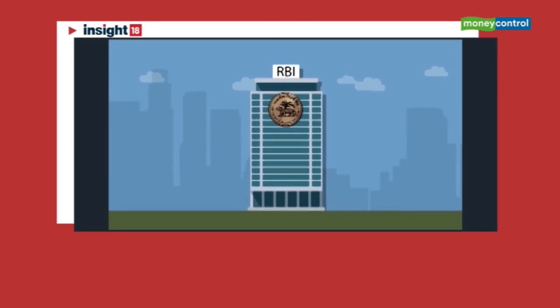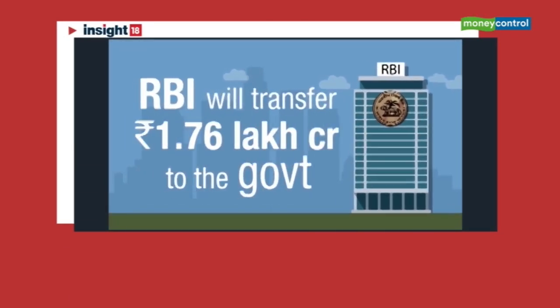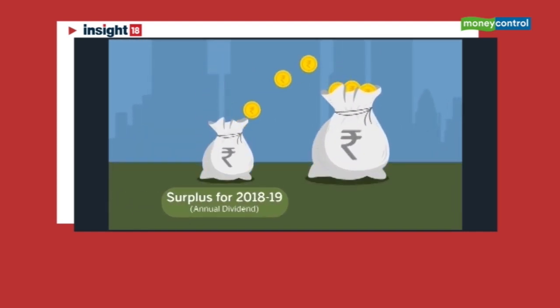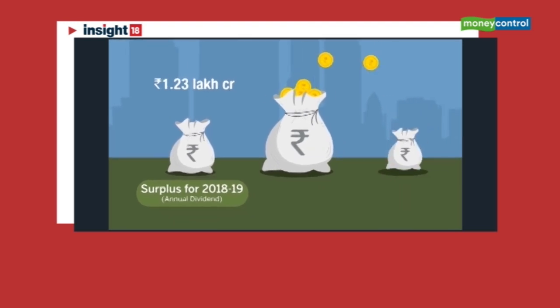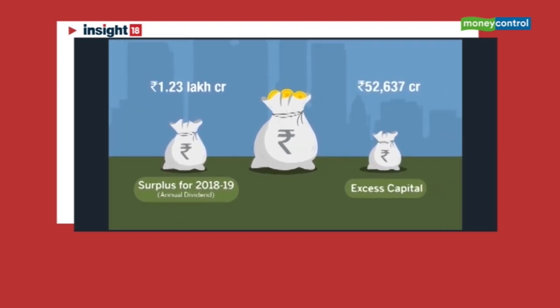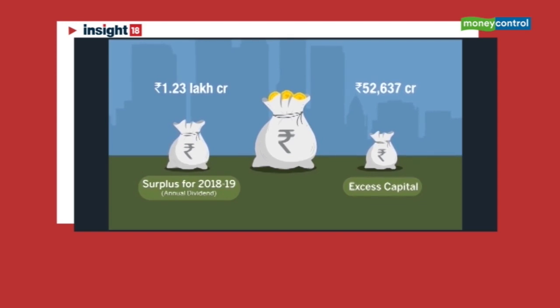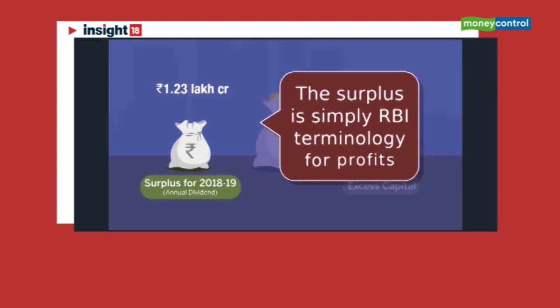Earlier this week, the Reserve Bank of India said it will transfer 1.76 lakh crore rupees to the government, with about 1.23 lakh crore rupees being its surplus for 2018-19 and another 52,637 crore rupees of excess provisions identified by the Bimal Jalan panel. The surplus is simply RBI's terminology for profits.